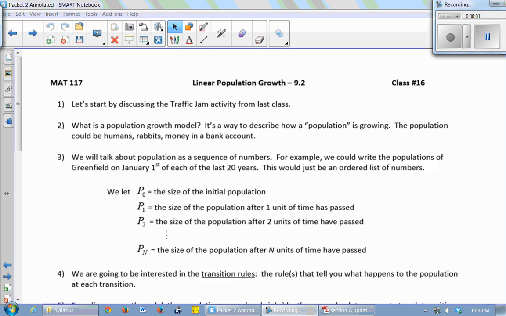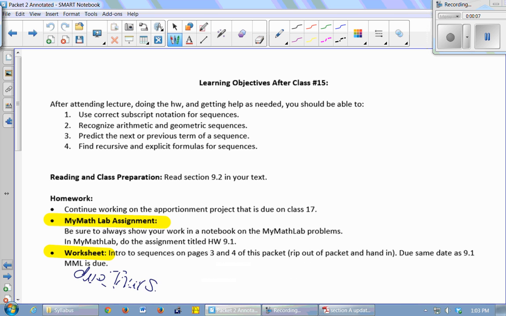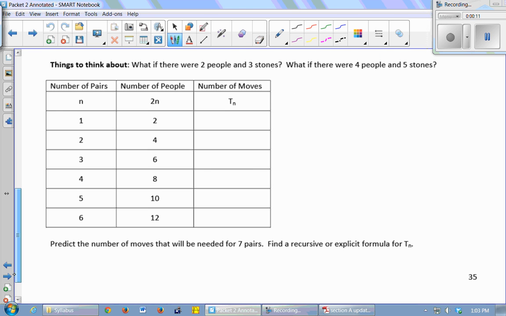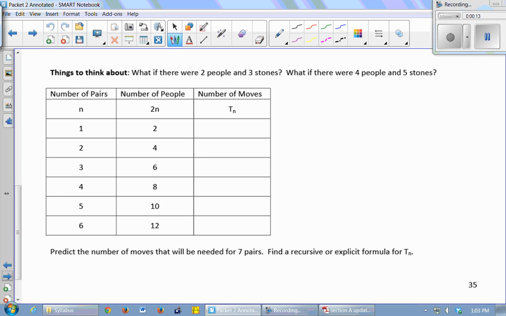To start out by looking at the traffic jam thing that we were working on last class. So we just go back a page or two. We had this table, right? Number of pairs, right? A pair is 2, so the number of sets of 2 people. And then the next column is the total number of people, right? So when you have 4 people, that's 2 pairs.